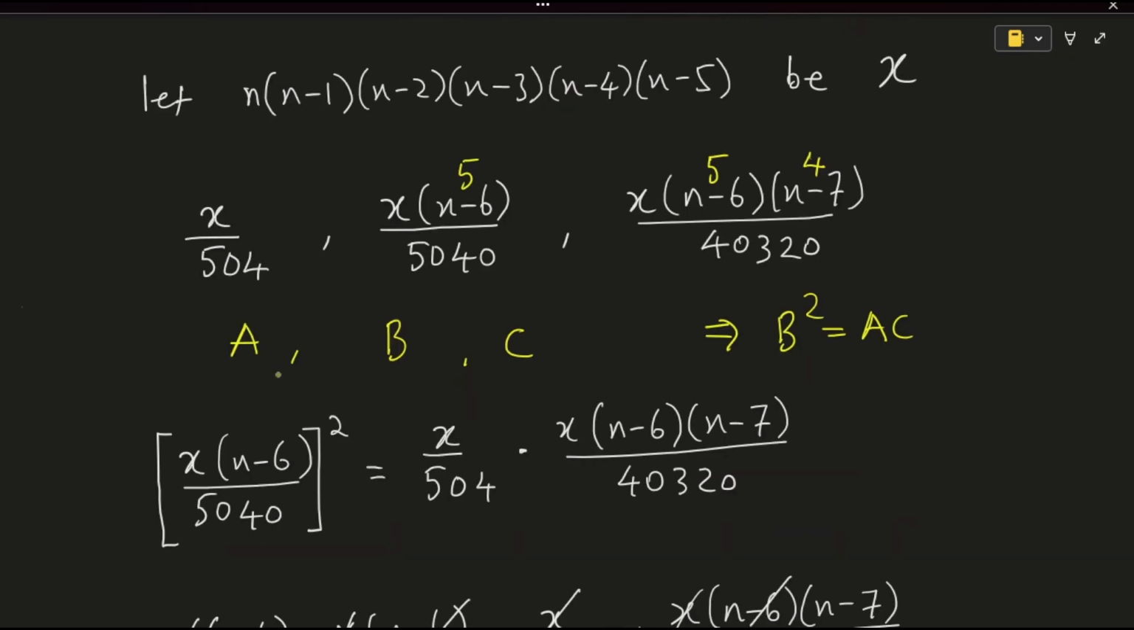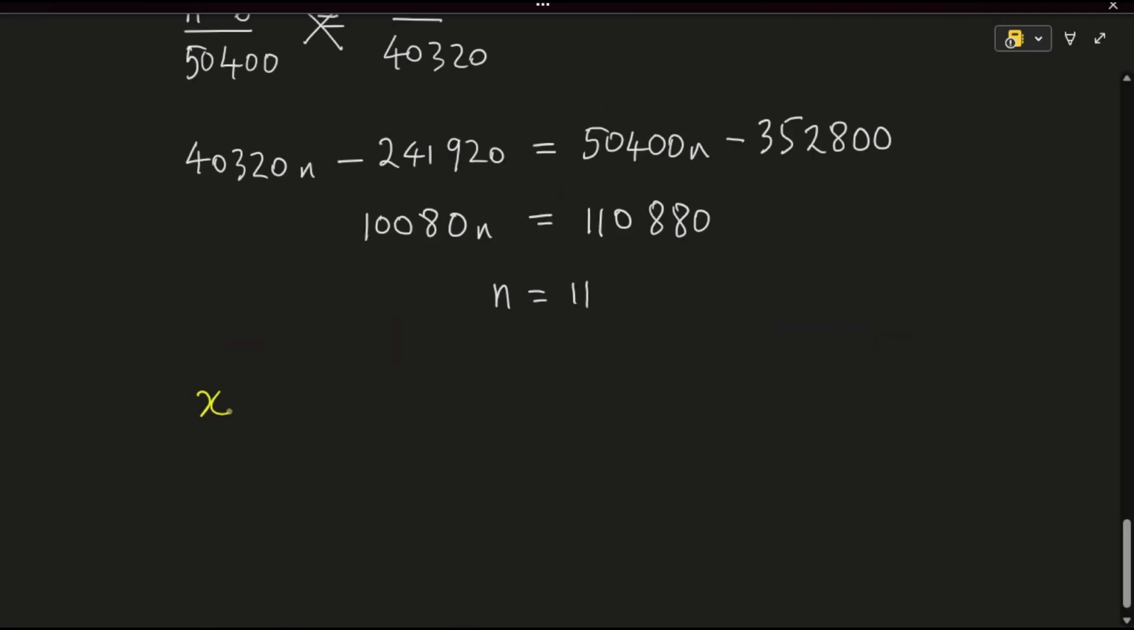So our terms A, B, C would now be x over, and our third term is going to be 20x over. So our first term x over, our second term, and our third term.